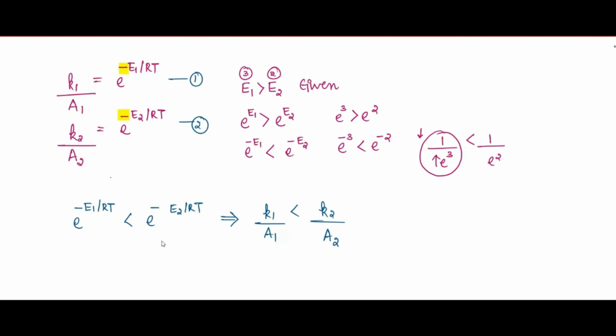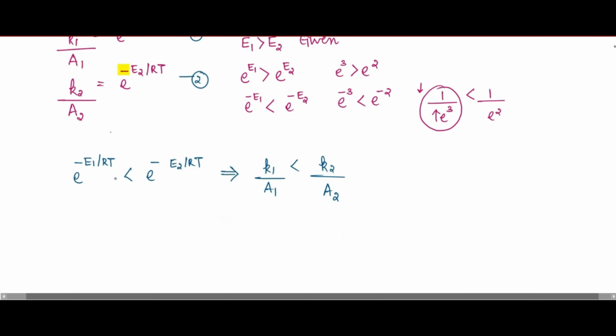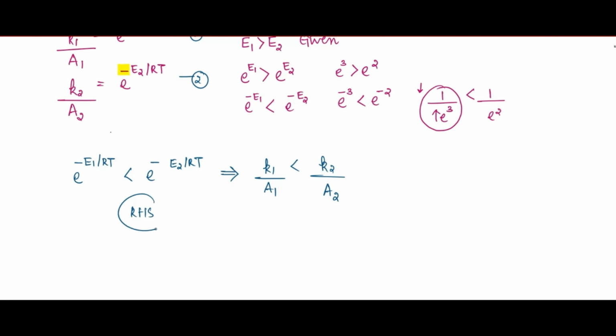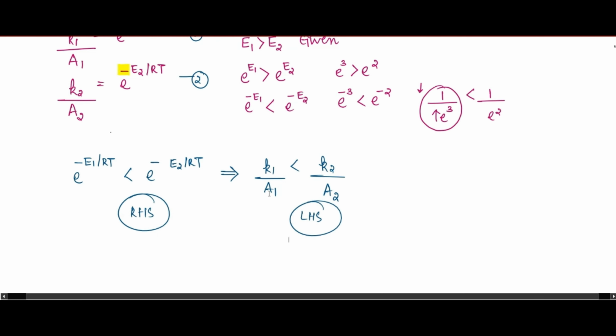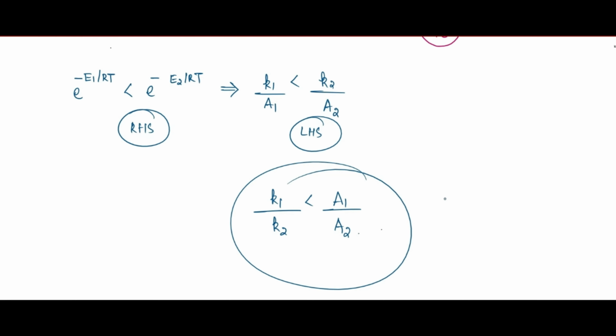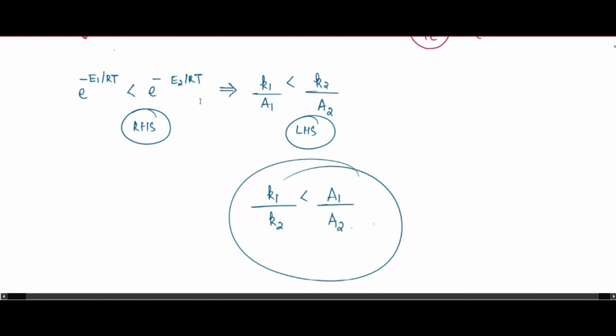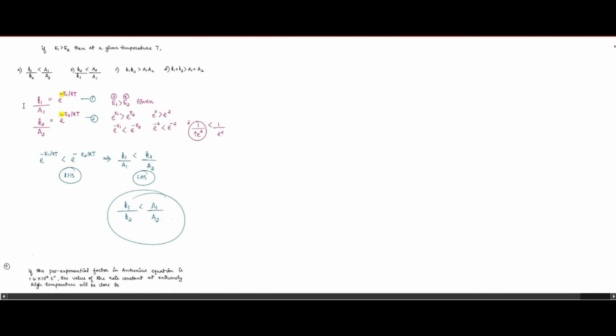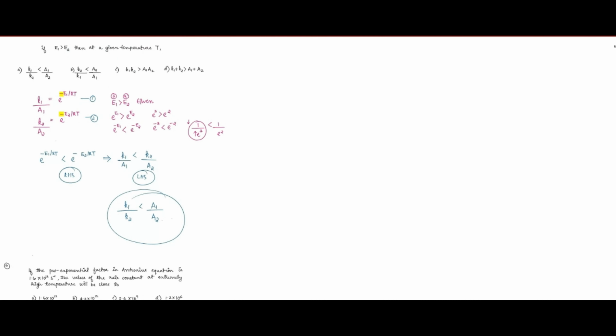Now, very simply, these are the RHS and this is the LHS. Now I can simply rearrange this. If I bring K2 across, K1 by K2 is going to be less than A1 by A2. K1 by K2 less than A1 by A2 is Option A.